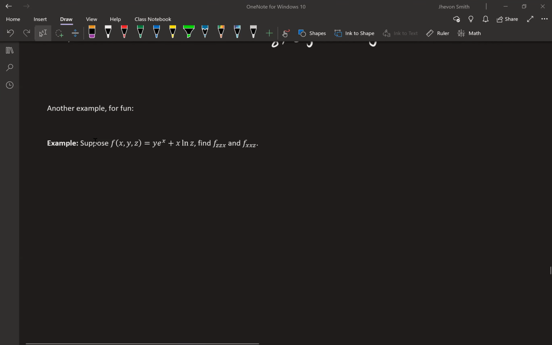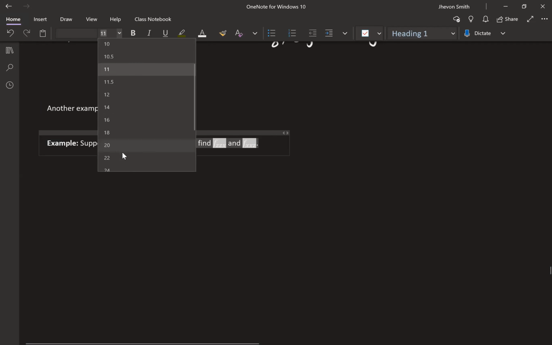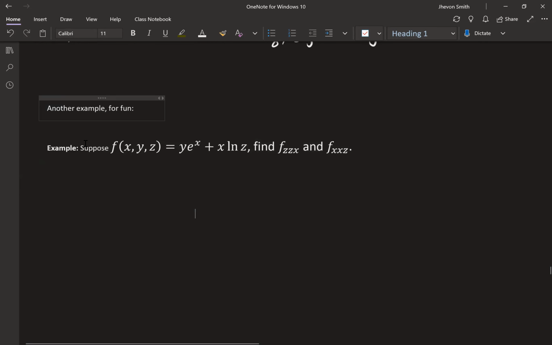Another example. So, a three variable function. And I want you to find a couple third order partial derivatives.